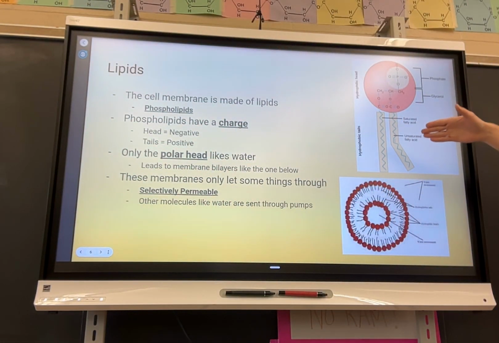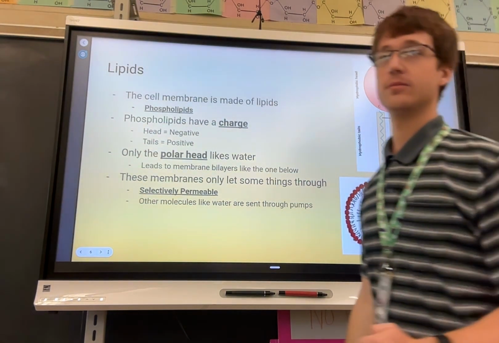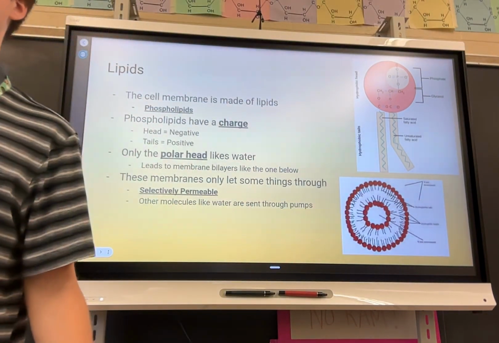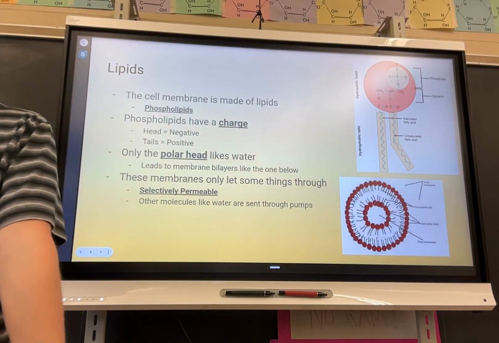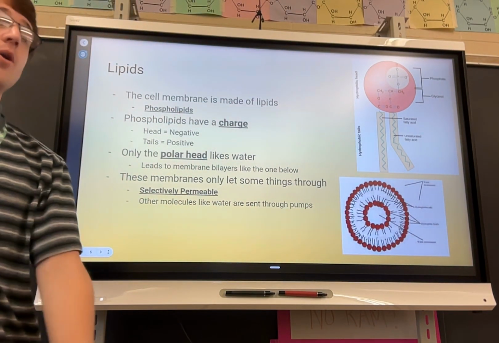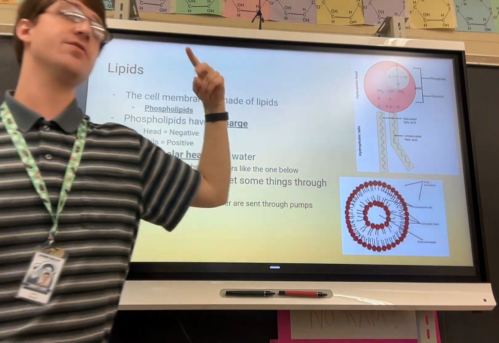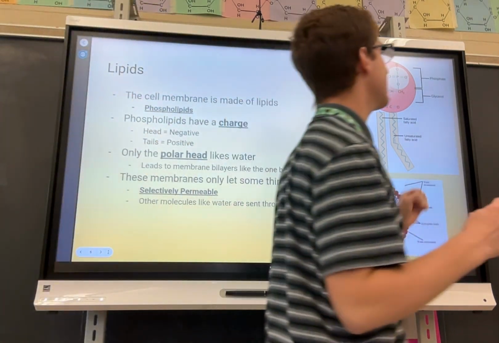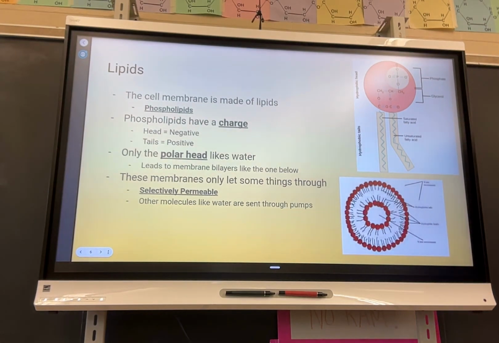So, if we are using a saturated tail and an unsaturated tail, talk with your partner. What do you think the plasma membrane is going to be, more solid or more liquid? So again, think about the saturated fats versus unsaturated fats. Do you think the plasma or the cell membrane is going to be more liquid or more solid?